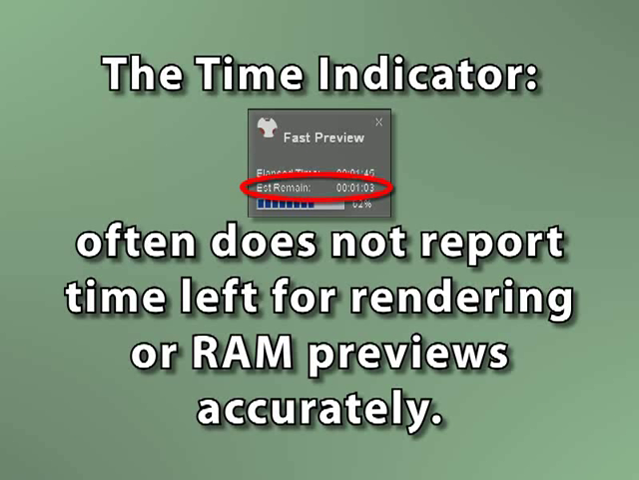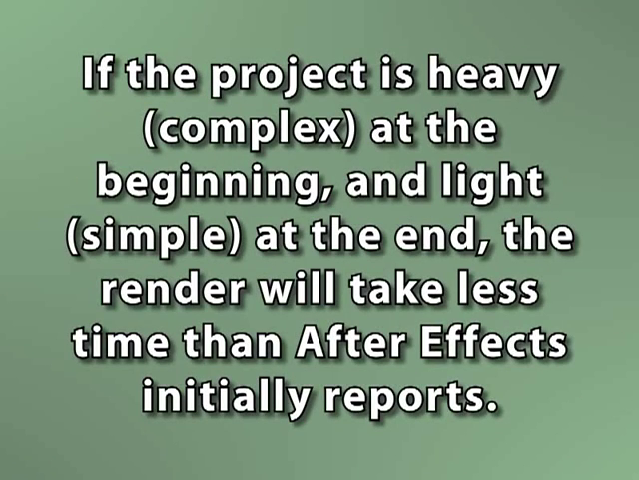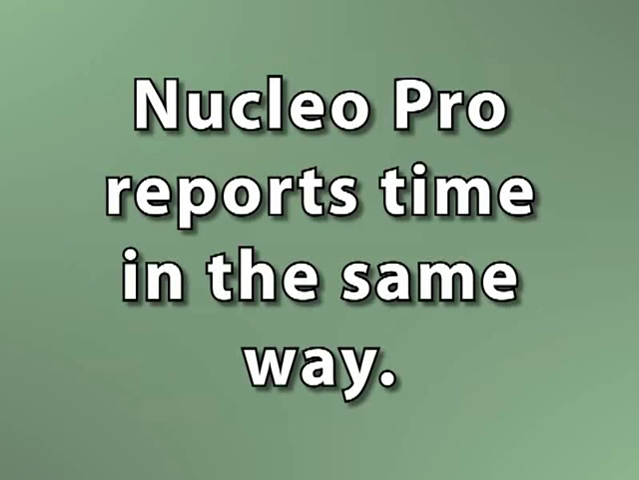After Effects guesses how long the composition will take to render based on previous frames rendered, and if it's light stuff at the beginning but heavy at the end, the numbers will come in low. In other words, it will take longer than it says at first. On the flip side, if the animation is more complex at the beginning and simple at the end, then it will say that it's going to take longer than it actually does. Nucleo Pro works and reports time left in the same way.